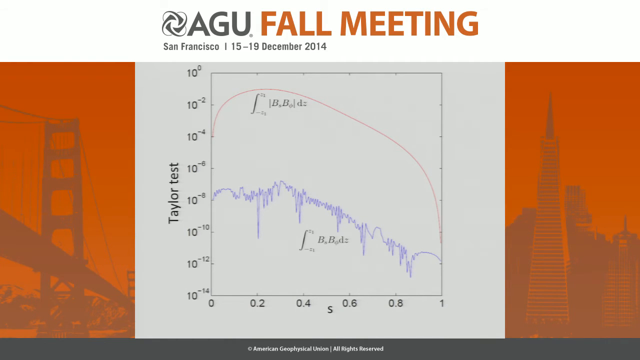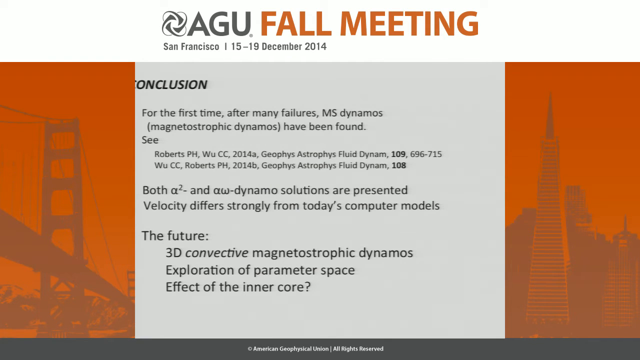And I've just got to the conclusion section now. For the first time, then, we've got these solutions. I've got a couple of references here, with the volume numbers up there. The second one is just coming out now. This is the main conclusion, that the velocity differs strongly from what today's computer models say it should be. And I think the future will show the same thing happens to 3D convective magnetostrophic dynamos. We have to explore parameter space, but the effect of the inner core will probably be very great. We haven't got an inner core in our models. Okay. Sorry.